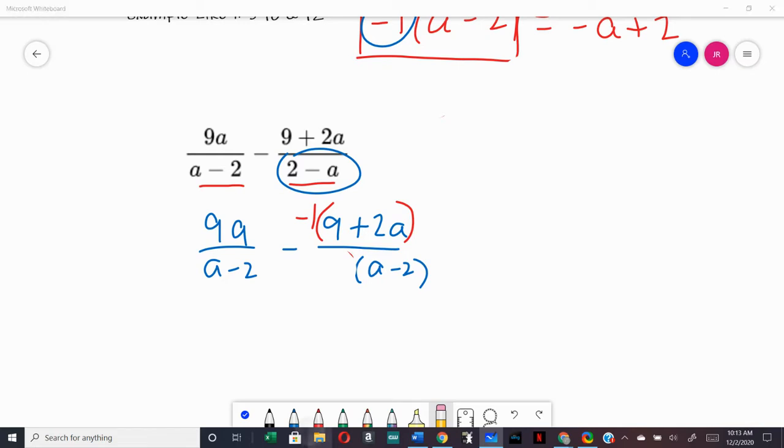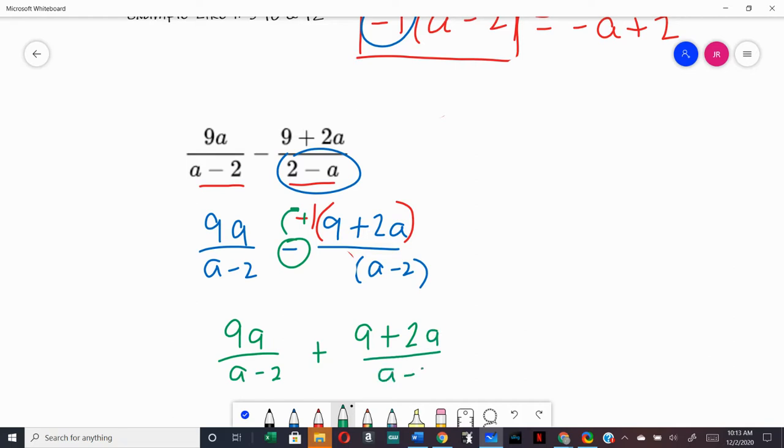So if I apply the subtraction to this, that's going to turn it into a positive. So then this simplifies into a simple problem that already has common denominators. Now all I have to do is combine like terms. And my like terms are the 9a and the 2a. So that gives me a final answer of 11a plus 9, all divided by a minus 2.